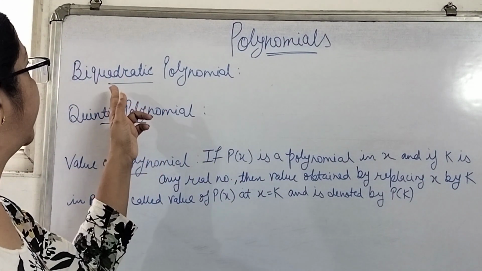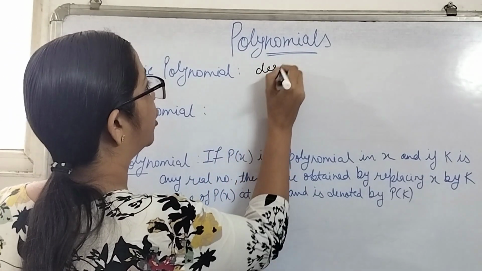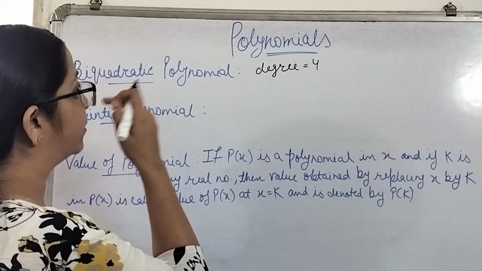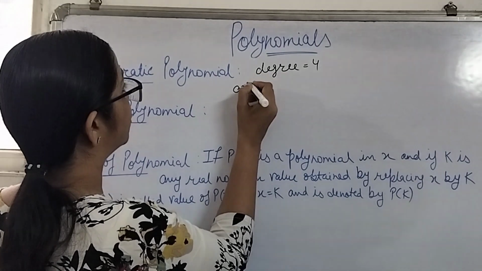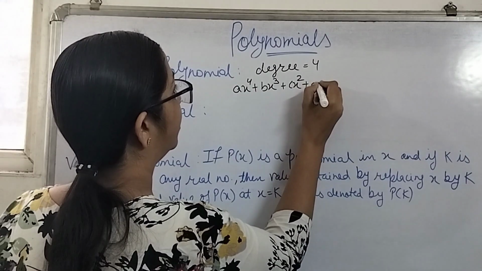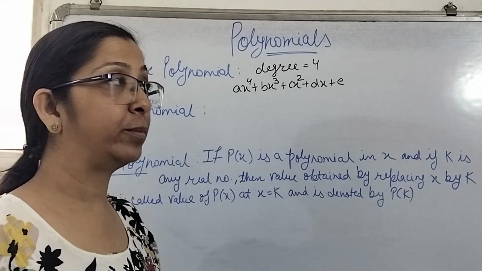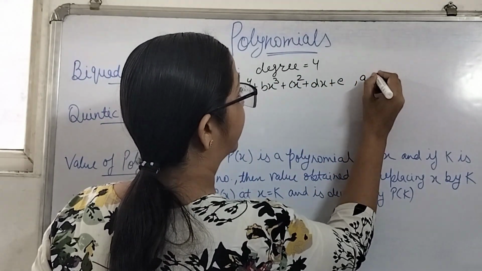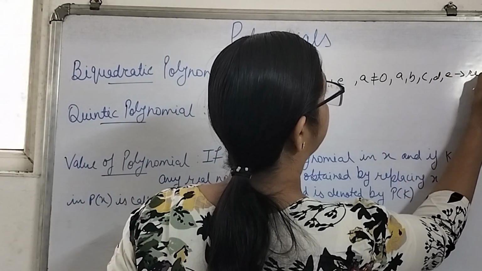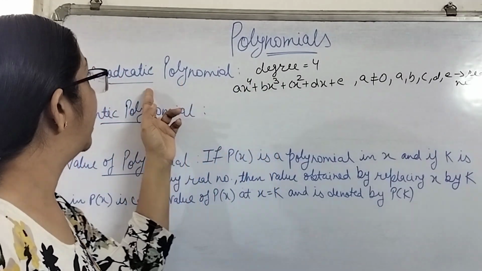Now let's see what a biquadratic polynomial is. A polynomial whose degree is 4. A polynomial with degree 4 is known as a biquadratic polynomial. Its general form is ax raised to the power 4 plus bx raised to the power 3 plus cx square plus dx plus e. It is the general form of a biquadratic polynomial. Here again a cannot be 0 and a, b, c, d, e are any real numbers. If this is the condition, such polynomials are known as biquadratic polynomials.